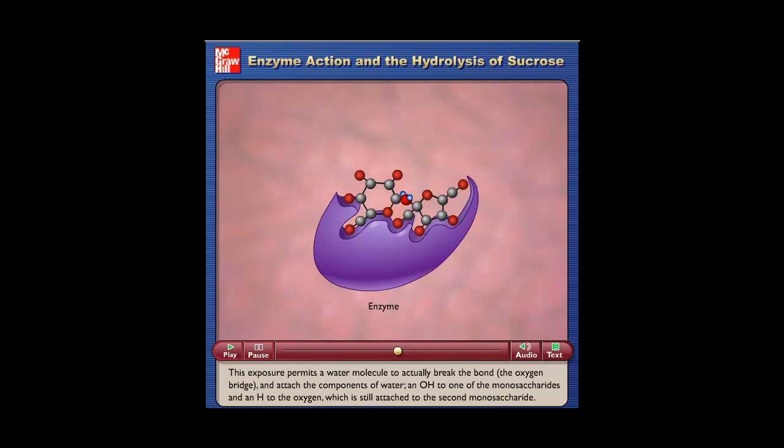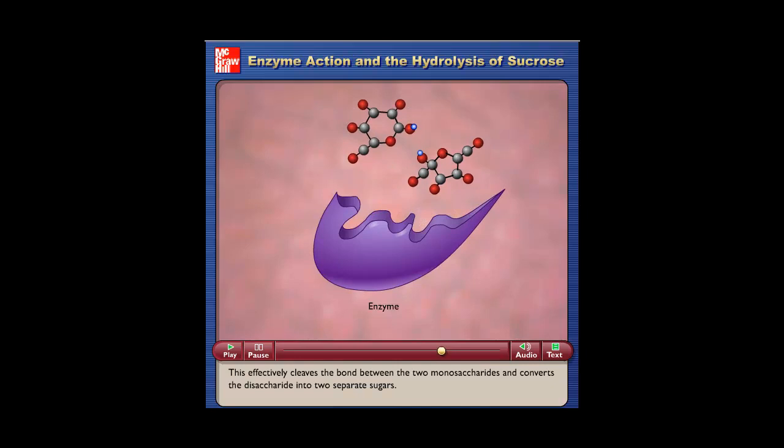This exposure permits a water molecule to actually break the bond, the oxygen bridge, and attach the components of water, an OH to one of the monosaccharides and an H to the oxygen, which is still attached to the second monosaccharide. This effectively cleaves the bond between the two monosaccharides and converts the disaccharide into two separate sugars.